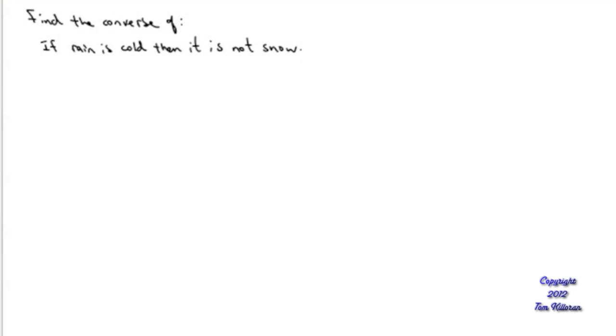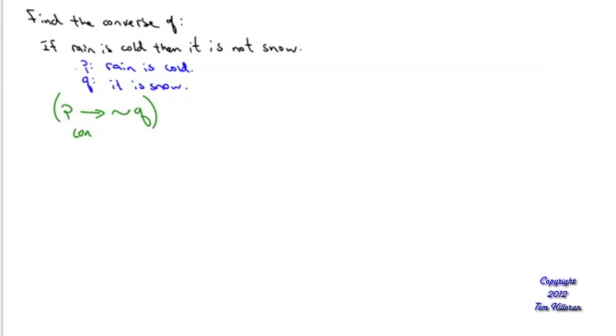So if I'm asking for the converse of the statement, your first step is still P, Q. What's P? Rain is cold. Q? It is snow. Okay. And then after you write it in symbolic form, which is, if the rain is cold, arrow, then not Q, it is not snow. So we want to just transmute this. These are not equivalent statements necessarily. This is what's called a transmutation. That's the conditional.